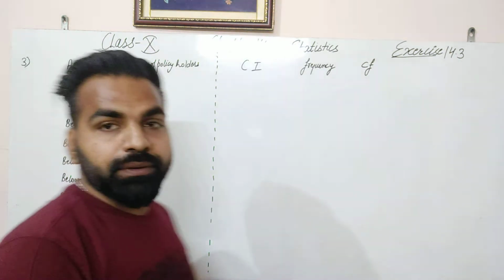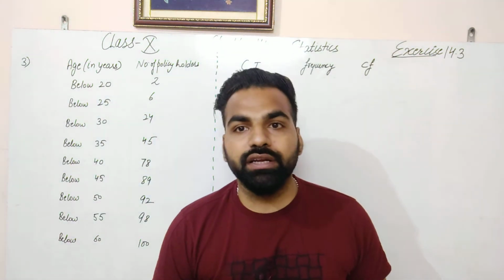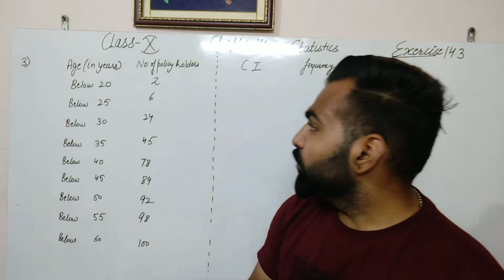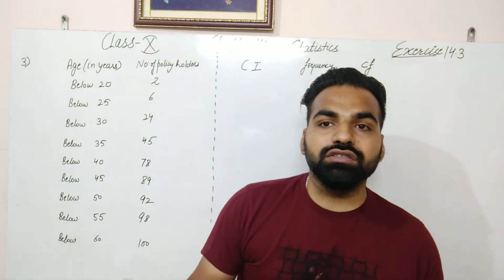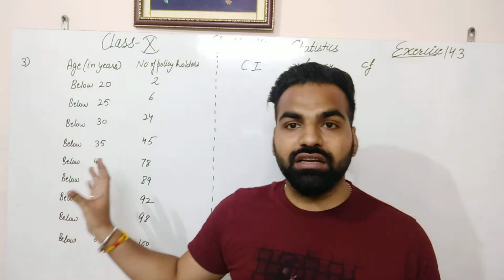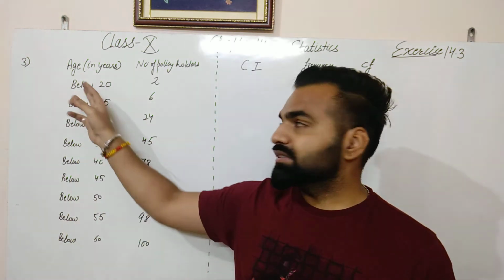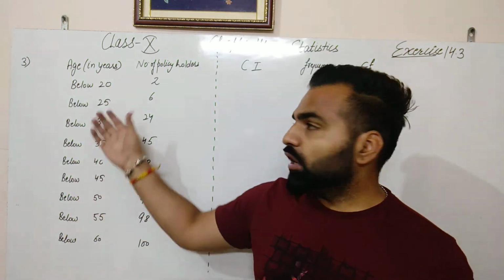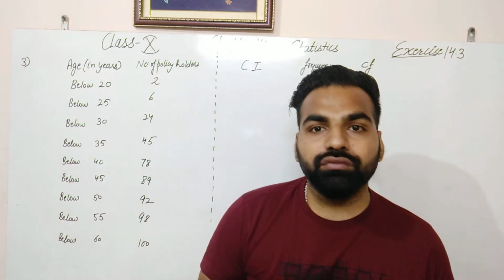Now question number 3 here, see the data. The data is not given in the form of class intervals, but it is given in the form below 20, below 25 and so on. Basically these types of data are of two types. One is the below type, or this is called less than type, and the other is the more than type. Now we are discussing the less than or below type, and later on we will discuss the more than type.